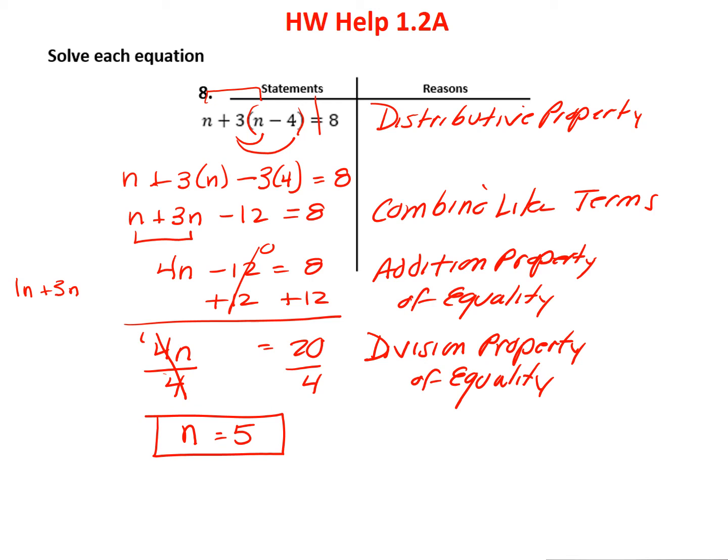Now, if we want to track that all the way through and see if we were right, we could plug them in back up here. So n is 5. So I could write 5 plus 3 times 5 minus 4 and see what that equals on the left side. Well, 5 minus 4 is 1. So I end up with 5 plus 3 times 1, or I end up with 8. And that's what we had there, so we know we got the answer correct.